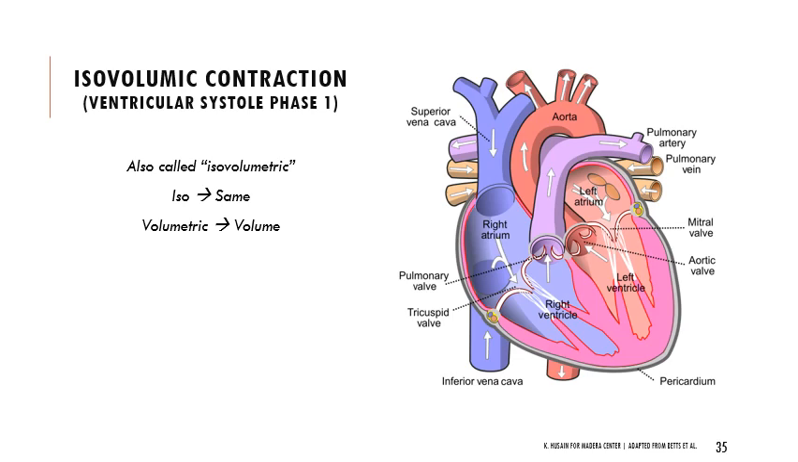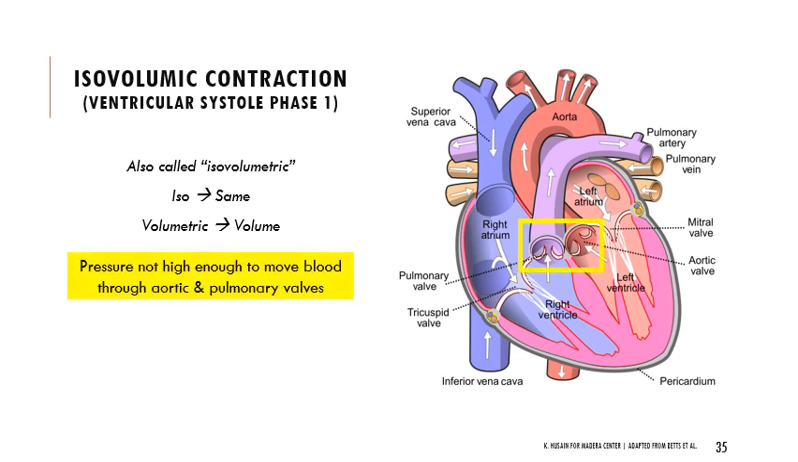It's not changing. The reason for that is that we have these semilunar valves, like we talked about earlier, the pulmonary valve and the aortic valve. The pulmonary valve is connected to the right ventricle, the aortic valve to the left ventricle, and the pressure within those ventricles is not quite high enough to move the blood through those valves. So we don't have enough of a strong pressure gradient yet. So the blood's going to flow backwards a little bit towards the atria.